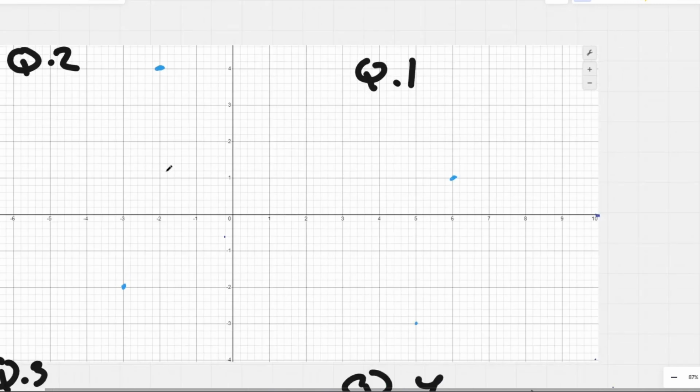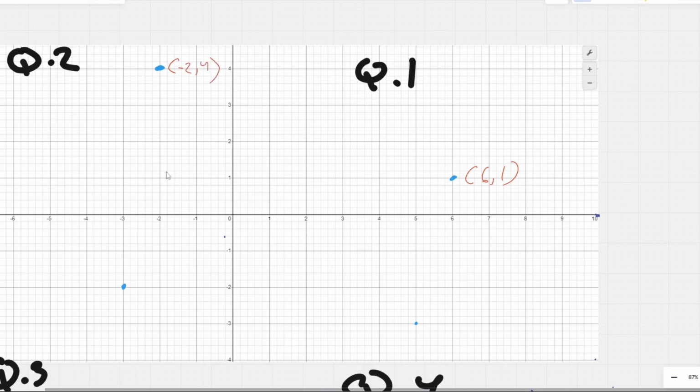So, okay, let's solve this now. Okay, we'll start with a point in quadrant 1. So, in quadrant 1, both are positive, right? So, our x is 6 and my y is 1, right? You can kind of see that. So, this point is (6, 1). All right, for the point in quadrant 2, we look here. It goes from negative 1, negative 2, right? My x is negative 2, my y is 4. So, therefore, it would be (-2, 4).